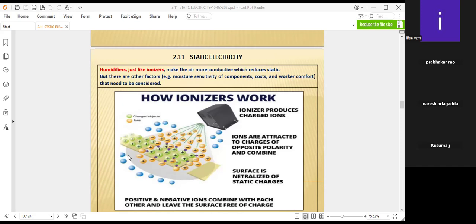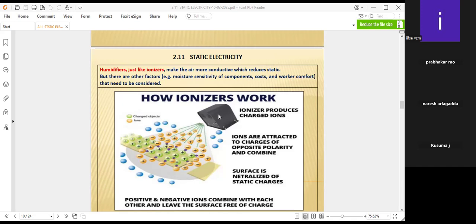See, the surface here is neutral. The blue is called neutral. That means the positive charge and negative charge in those particles are the same. If the ionizer is not there, there is a domination of electrons, or the positive charge is more. Leakage will happen from the electrically charged body because of the moisture in the atmosphere. To control this, we have to use the ionizers.